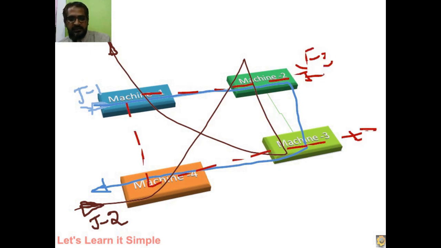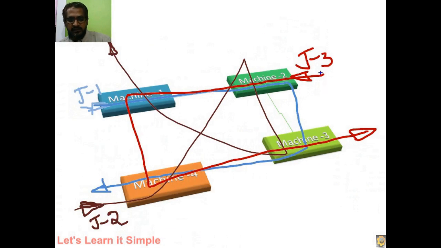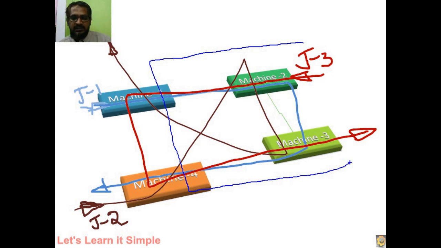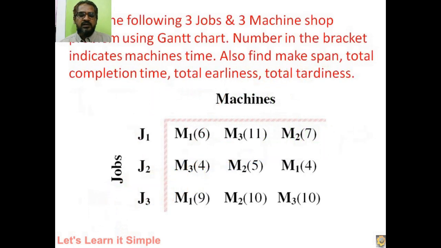If you take the third job, it enters at the second machine, then it goes to the first machine, then to the fourth machine, and exits at machine number 3. So each job will have its own path based on the requirement. We need to fix the path, and based on the path we need to process these jobs on those machines. Okay, right. So with this intro, let us take one problem.